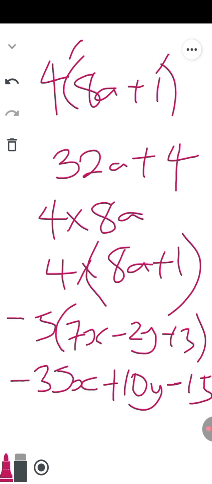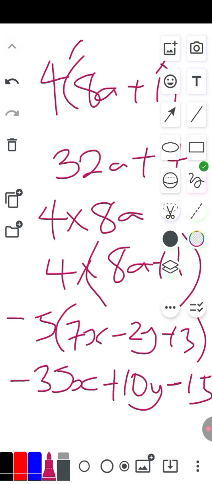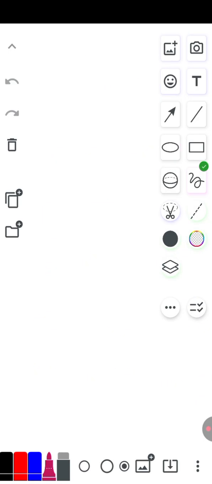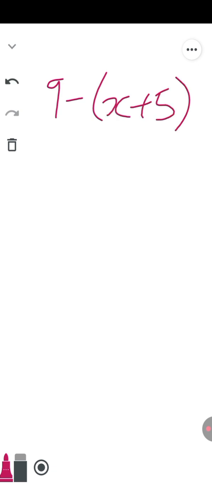Good. So let's try another one on opening the bracket. Let's say we have 9 minus x plus 5. Now, I'm going to open the bracket with what? With 9? No, not with 9.